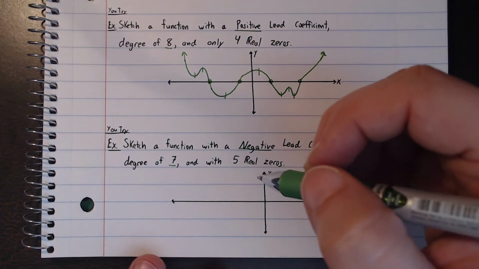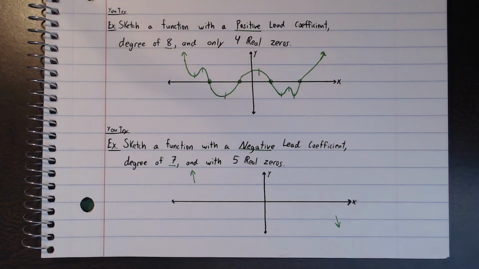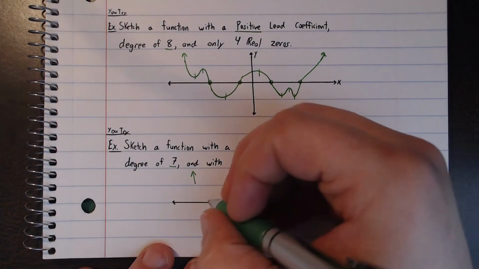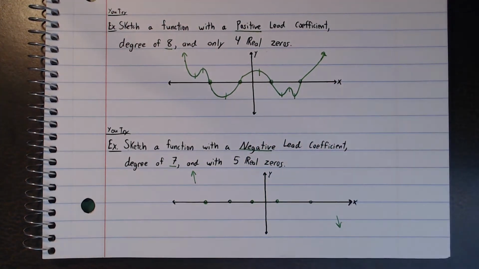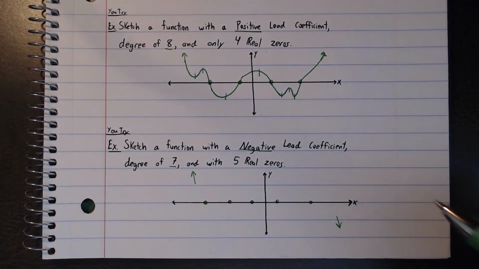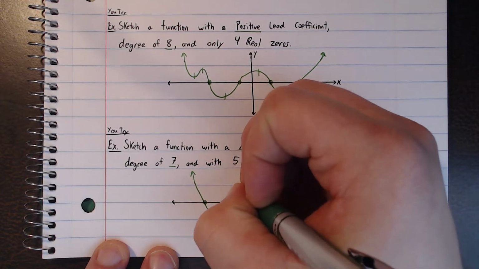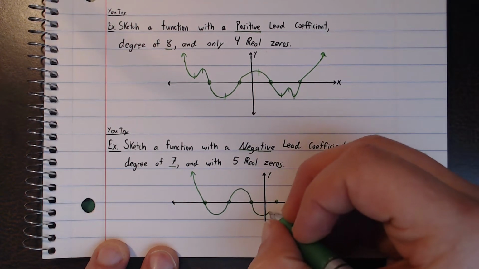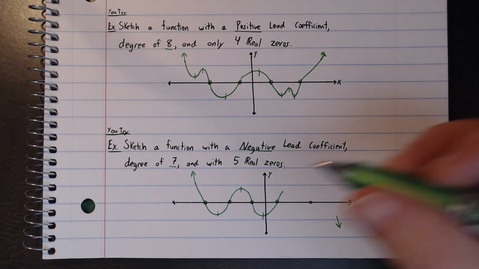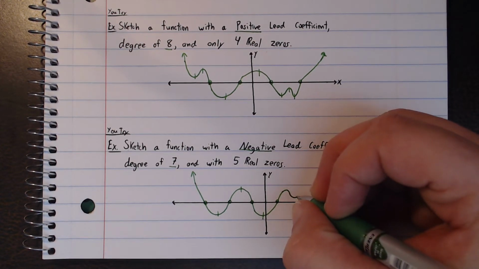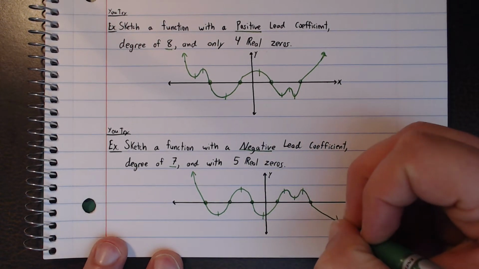So if it's negative, that means we want to start positive and end negative. We're crossing 5 times, so here we go. I have 1, 2, 3, 4, 5 times, and we should have 6 turning points. So let's see. Here's 1, 2, 3. We're going to need a couple more. So let's see, 4, 5, 6. And then we'll go right out to my end behavior.